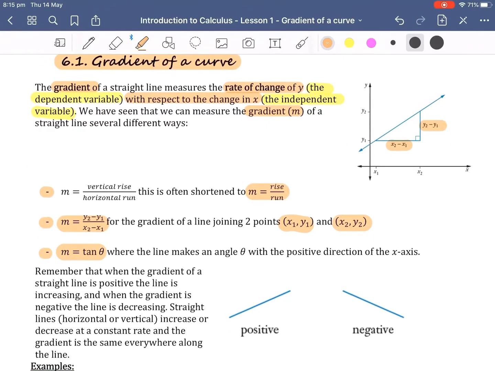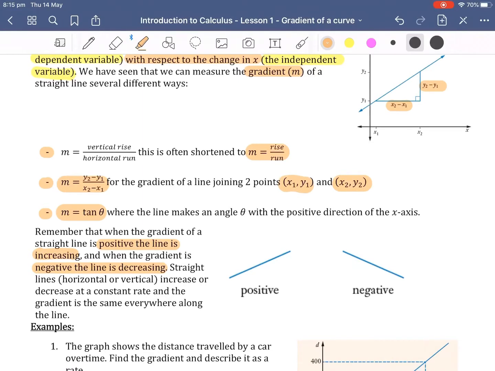We need to remember that when the gradient of a straight line is positive, the line is increasing, and when the gradient is negative, the line is decreasing. So over here we have our positive and our negative. As we're going up, it is a positive gradient, and as we decrease, it is a negative gradient. Straight lines, which are horizontal or vertical lines, increase or decrease at a constant rate, and the gradient is the same everywhere along the line.